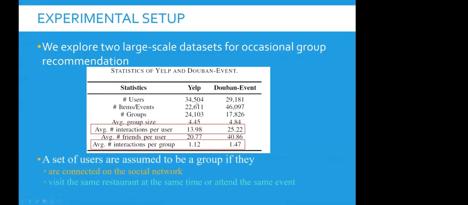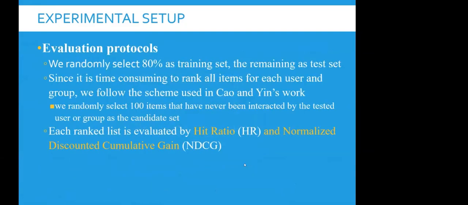In these two datasets, a set of users are assumed to be a group if they are connected on the social network and visit the same restaurant at the same time or attend the same event. We randomly select 80% of the data as the training set and the remaining as the test set.